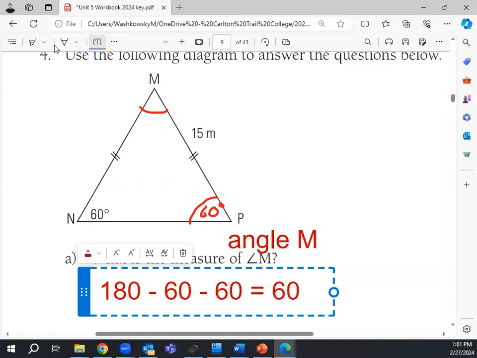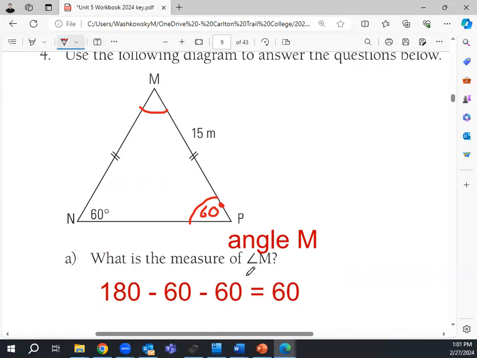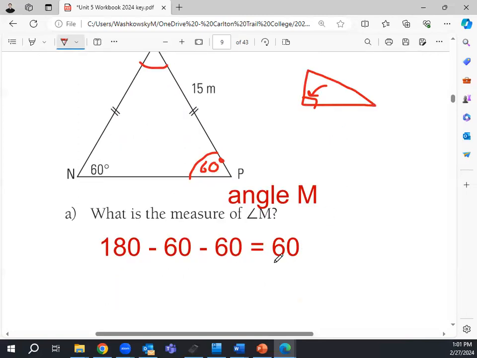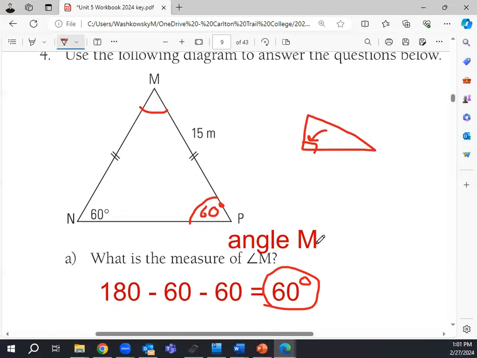So a right triangle is 90 and the whole triangle is 180. Even in a right triangle, all three of these angles would still add up to 180 degrees. It's just saying that a right triangle has one angle that is 90 degrees. So what's the measure of angle M? It's 60 degrees, right? That's probably going to be the easier way.